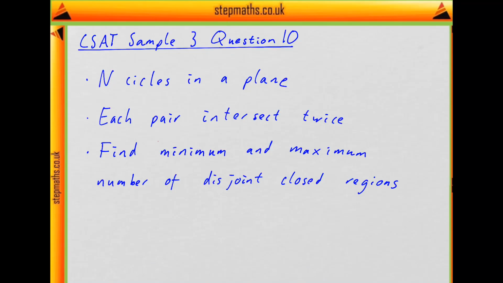This is question 10 from the third CSAT sample paper. In this question we're told there are n circles in a plane. Each pair of circles intersect twice, and we're asked to find the minimum and maximum number of disjoint closed regions we can make. So let's just clarify what this means, disjoint closed regions.